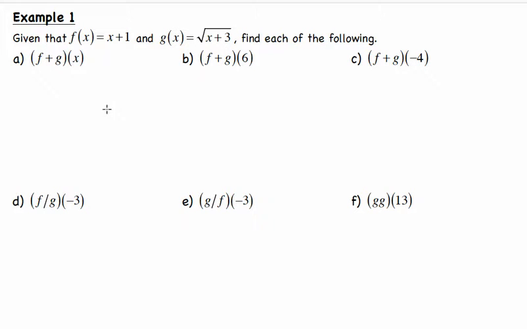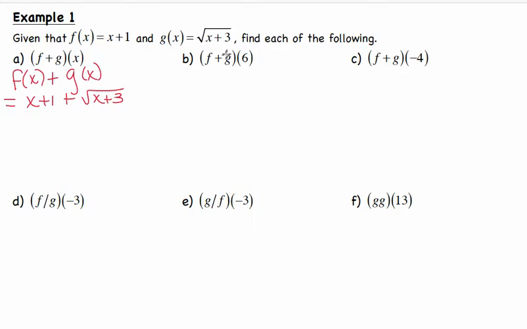For example 1, we're going to be performing the following operations on our functions f and g. A is asking us to add our f and g function together. F plus g of x means take f of x and add it to g of x. My f of x function is x plus 1, and I'm going to add it to g of x, which is the square root of x plus 3. And there's nothing to distribute, there's nothing to combine. It's as simplified as it can get, and that is the answer.